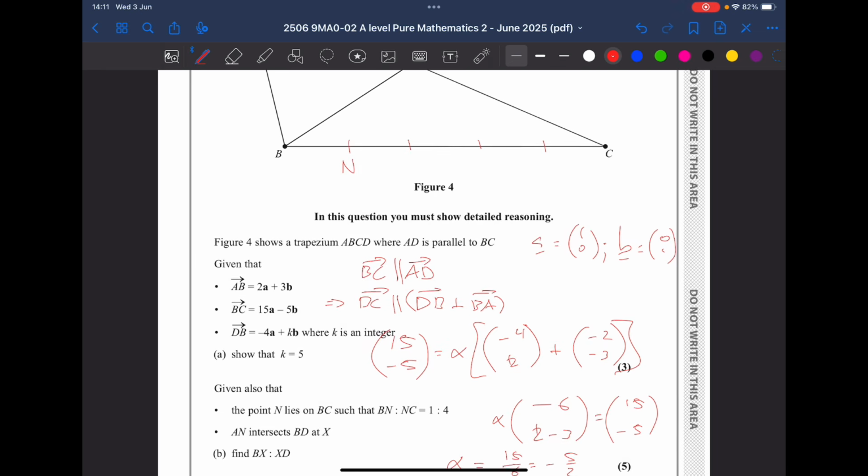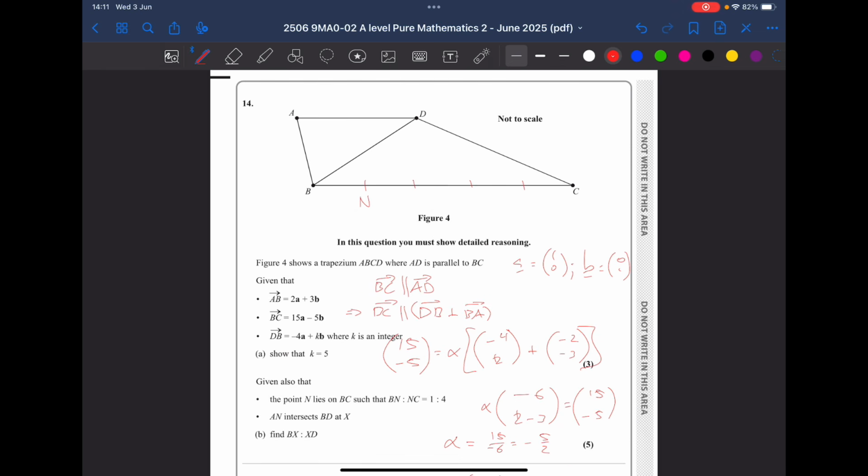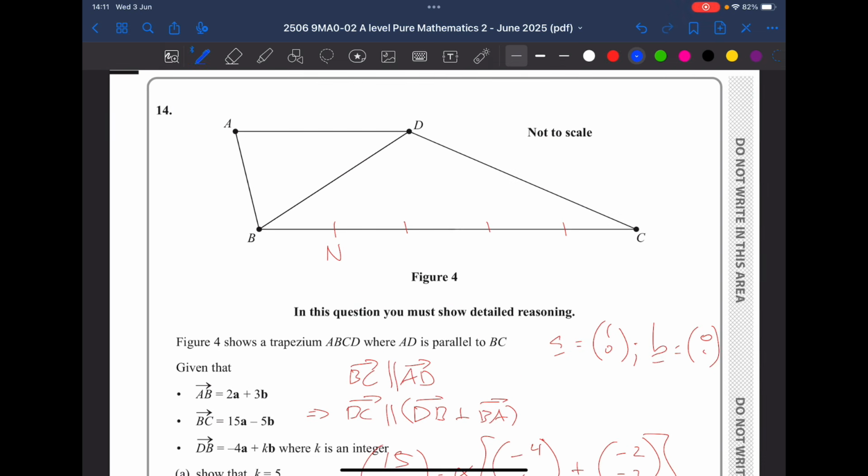AN intersects BD at X. So we can draw that along here as well. And we know then this is point X.